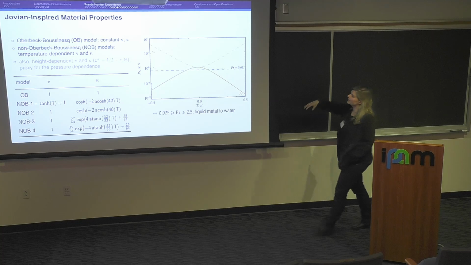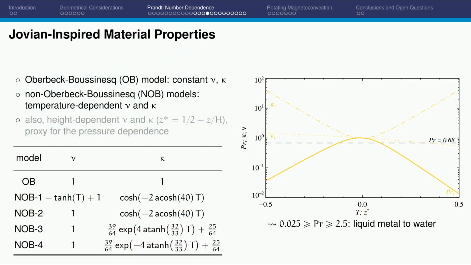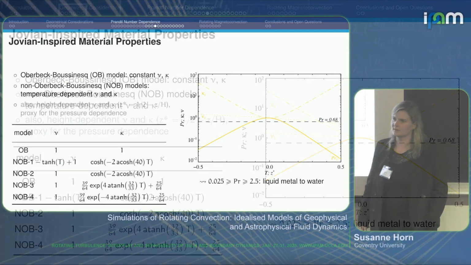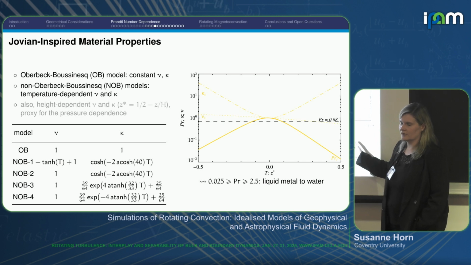So there are different cases. This is the Prandtl number that varies with the temperature. But I've also done cases where, instead of using the temperature, it varies with the height, which would mimic what if your material properties are pressure dependent, as a nice proxy. And you get a similar answer, but I would say the effects are slightly less extreme than if you vary with temperature. The effects are more extreme if you vary with temperature.